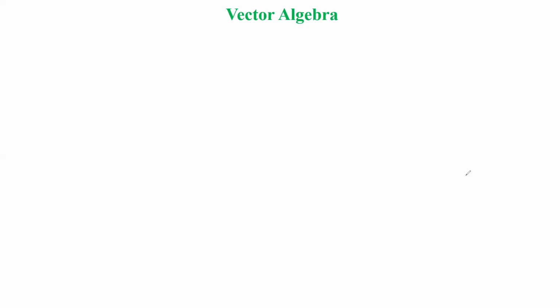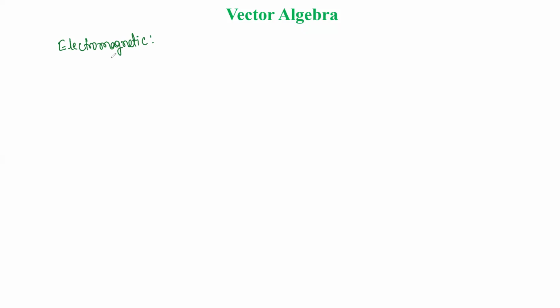Here, name itself is what? Vector algebra. So how these vector quantities are going to perform algebraic operations, that we are going to discuss here. Since it is related to electromagnetic waves, what does the name electromagnetic mean? It has a combination of both electric field and magnetic field. Both phenomena are included in this. That's why it is called electromagnetic.